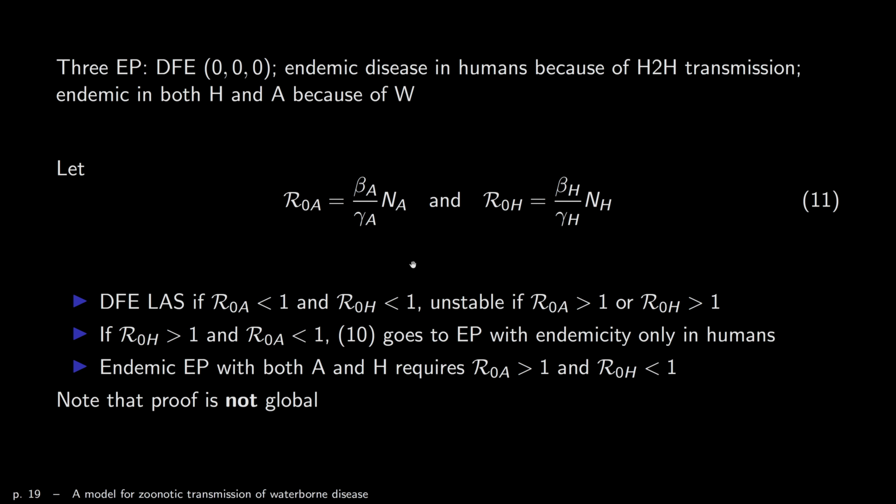Okay, so stability requires both to be less than 1, but instability requires only one of the 2 to be greater than 1. Now, if the R0 for humans is greater than 1 and the R0 for animals is less than 1, then we get endemicity only in humans. And finally, interestingly, the equilibrium that has both A and H positive requires R0A, the R0 for animals, to be greater than 1, and R0H to be less than 1.